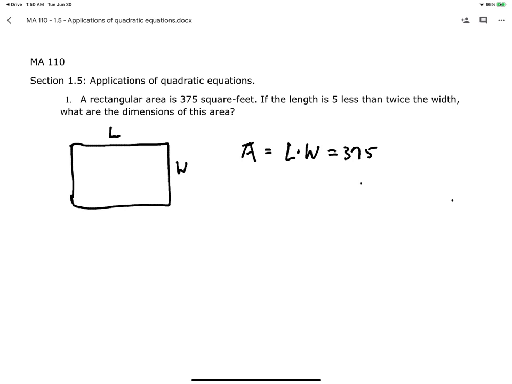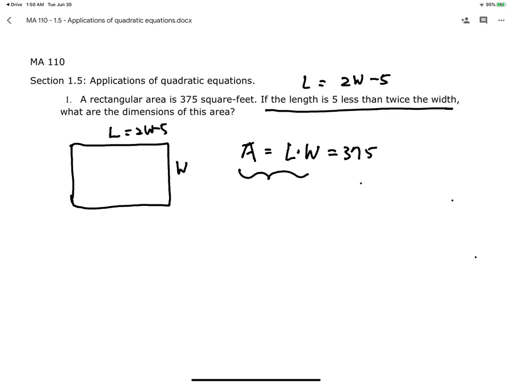So here we got too many variables, right? You have L and W. That's not going to help us out. And so we got to figure out something. So instead of having L and W, we can either only have L or only W. And that's when this comes in, right? The length is 5 less than twice the width. So what they're saying is length is twice the width, and then we take 5 away from that.